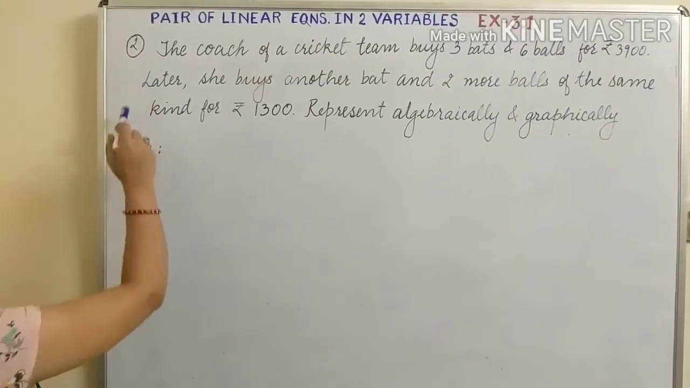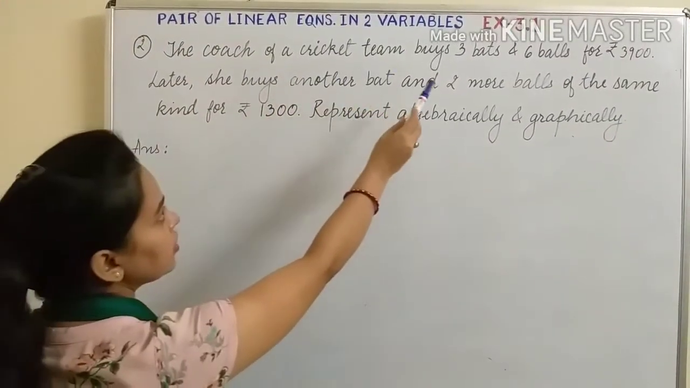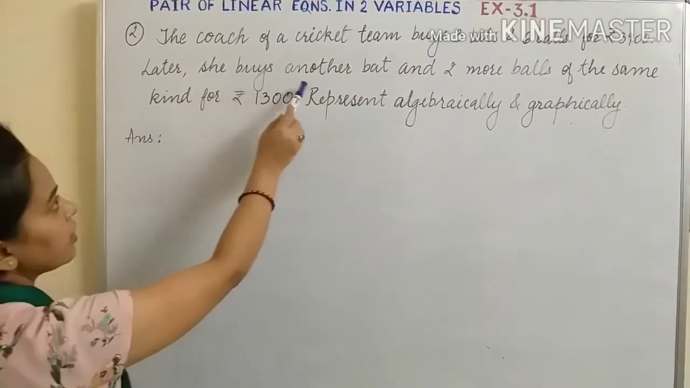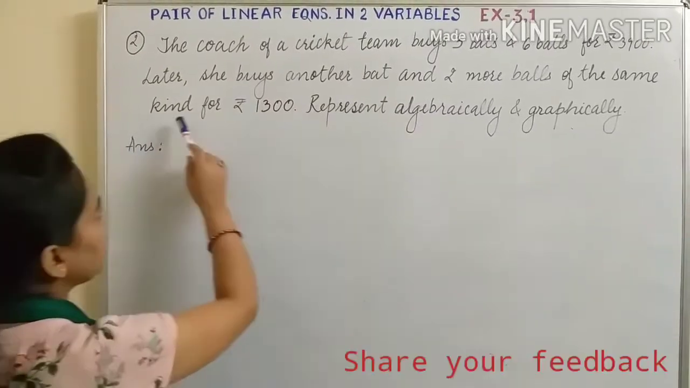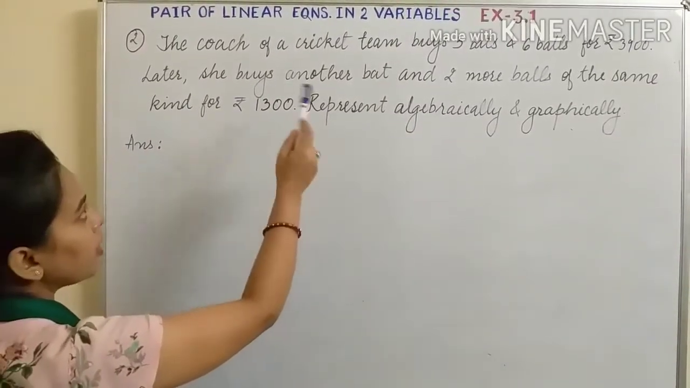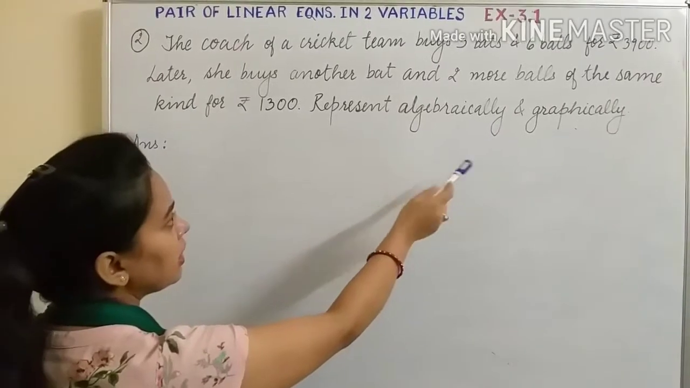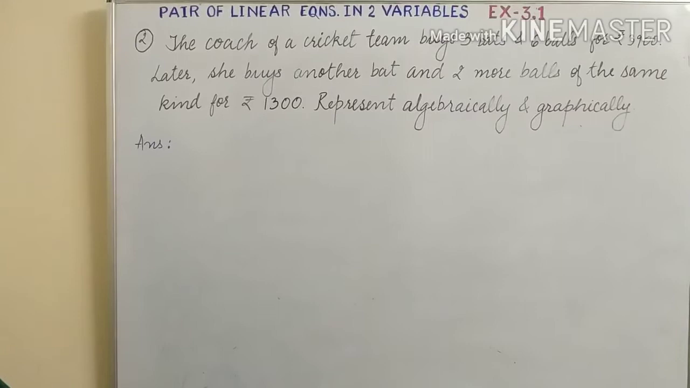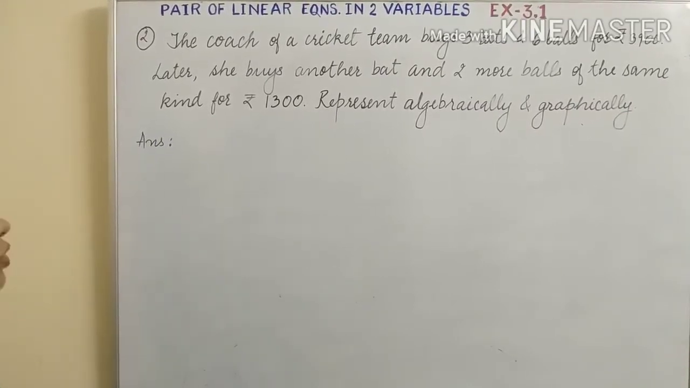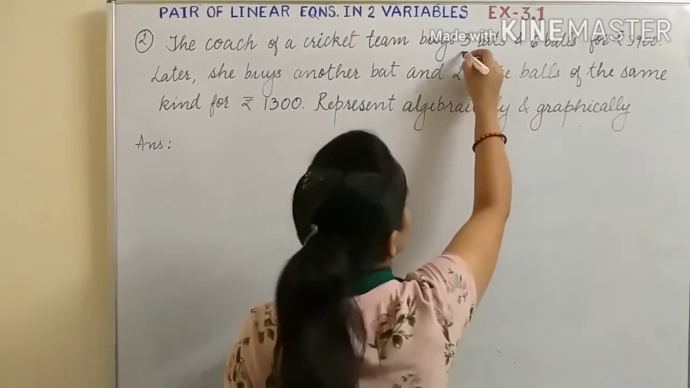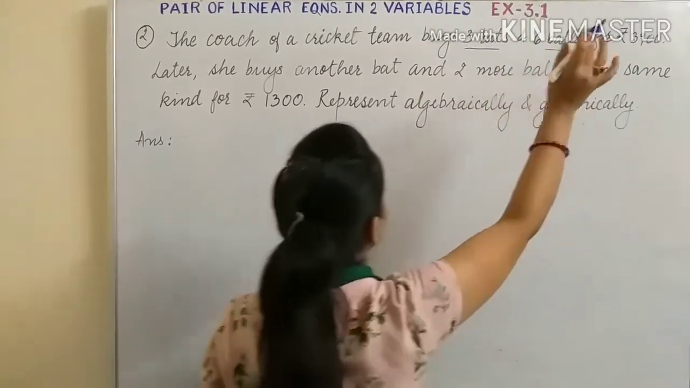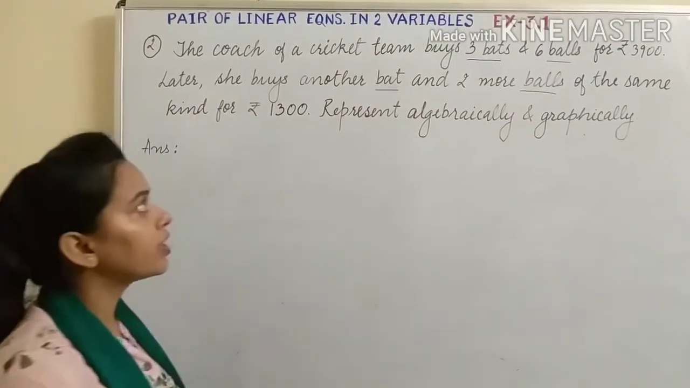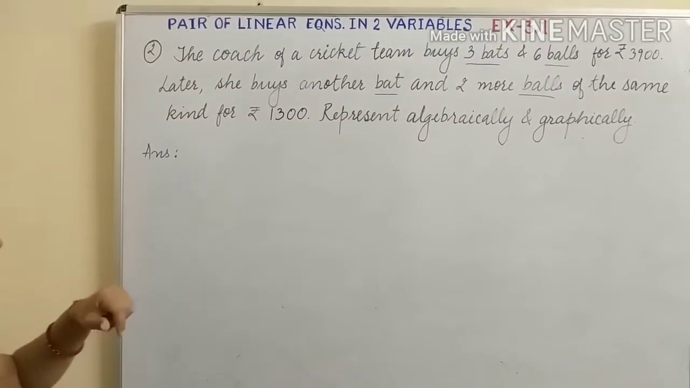Now the second question is: the coach of a cricket team buys 3 bats and 6 balls for rupees 3900. Later, she buys another bat and 2 more balls of the same kind for rupees 1300. Again, we have to represent the situation algebraically and graphically. So the first thing is, we need to identify what the variables are here. You can see bats and balls, so 2 variables are there. First is bat and another is ball.